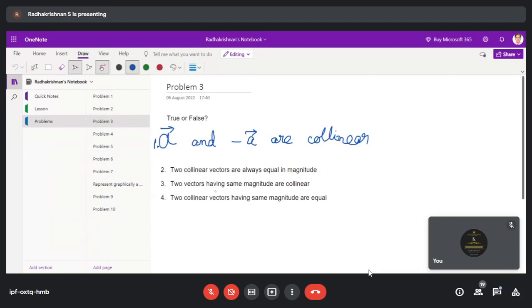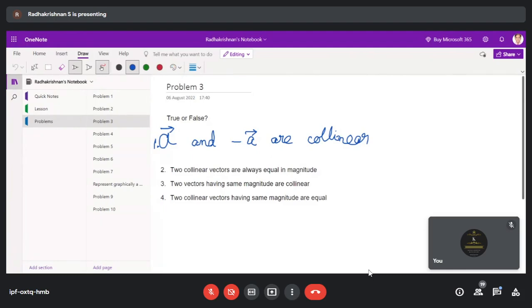Now, answer these questions. A and minus A. So there are two vectors. Are they collinear? Yes, sir. True. Now, two vectors need to be just parallel to be classified as collinear. So A and minus A, they are parallel, right? So therefore they are collinear.